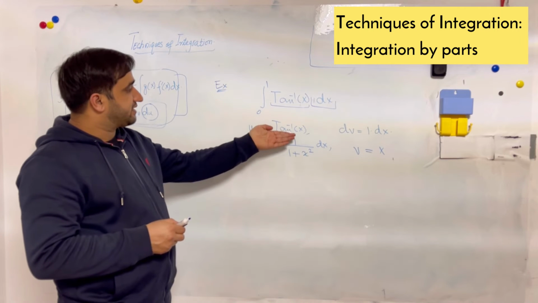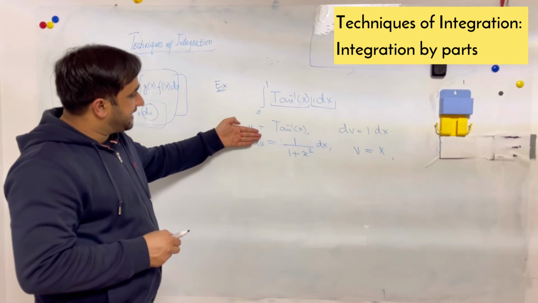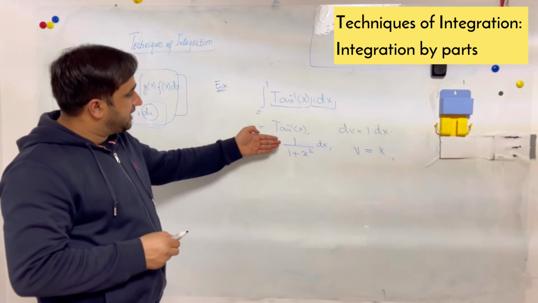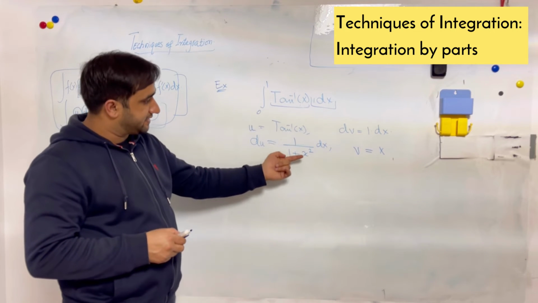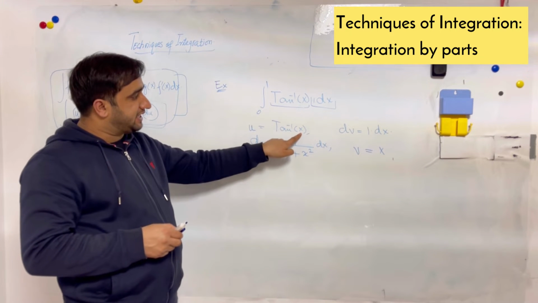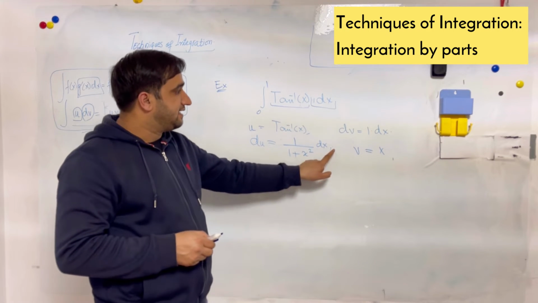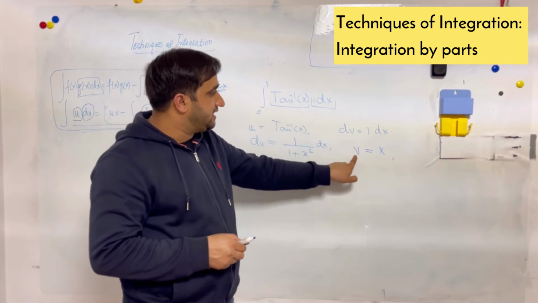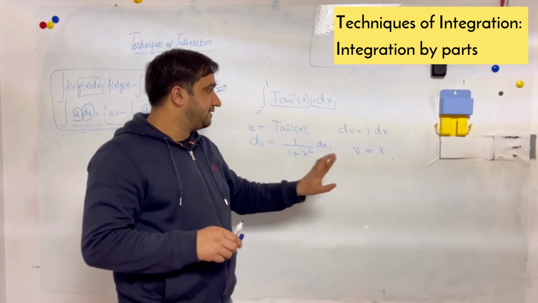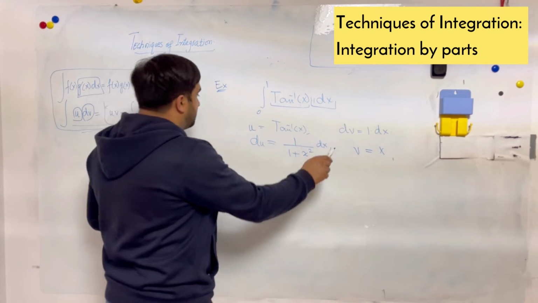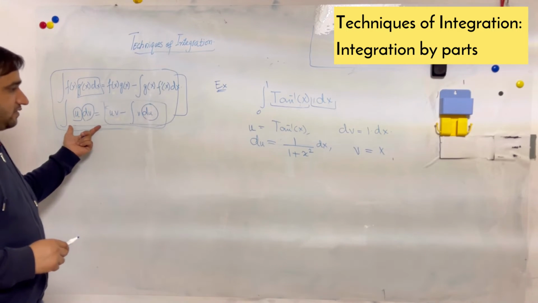So u is tan inverse of x, and I know that the derivative of u is du, and the derivative of tan inverse of x is 1 over 1 plus the variable square. The variable is x here, so it is 1 over 1 plus x square dx, and the integral of this is v, which is x. So we have all the data which we need to put into the formula.